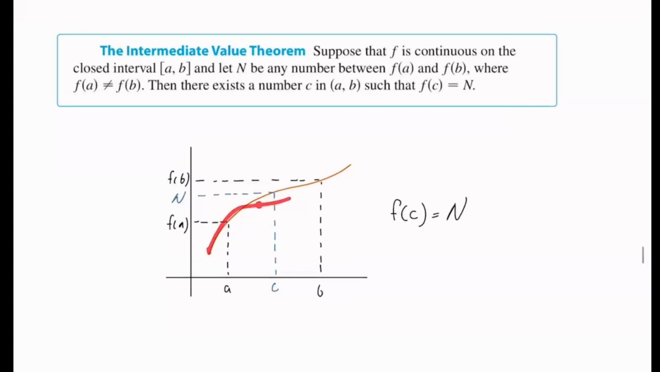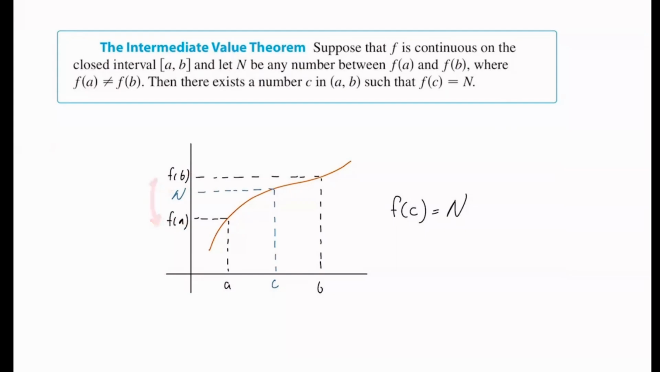f must be continuous on the closed interval from a to b. And there should be no jumps, no breaks, no holes. Then n is between f of a and f of b. Either f of a is smaller than n and n is smaller than f of b, or the other way around. And the conclusion from that is there exists at least one c in the interval from a to b such that f of c is equal to n.